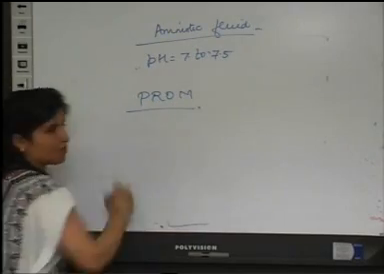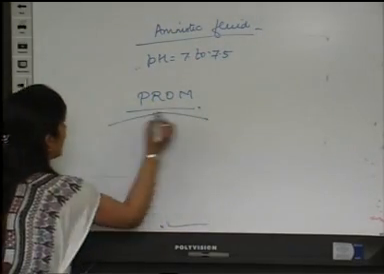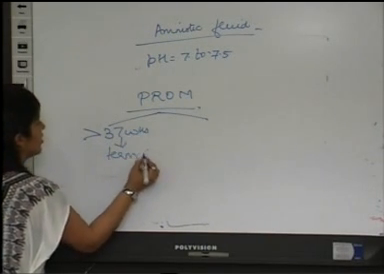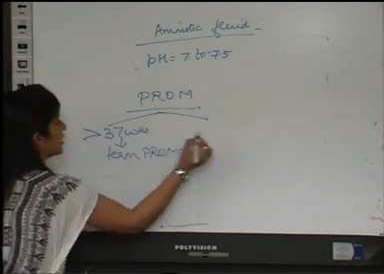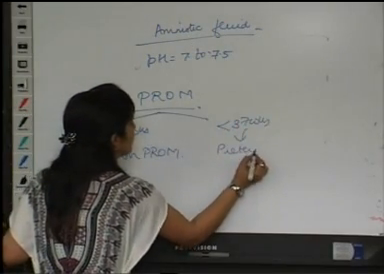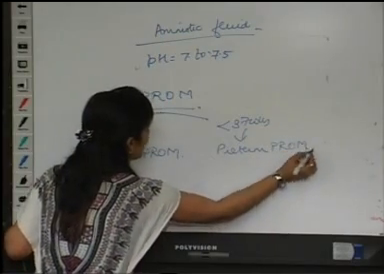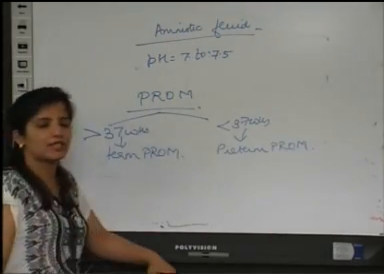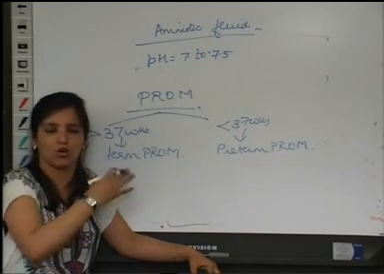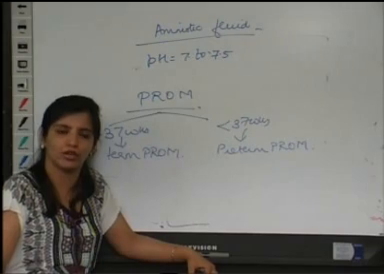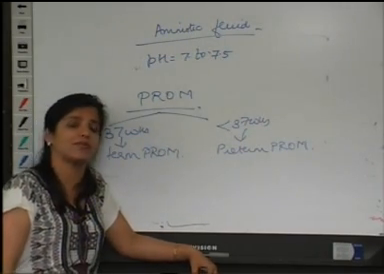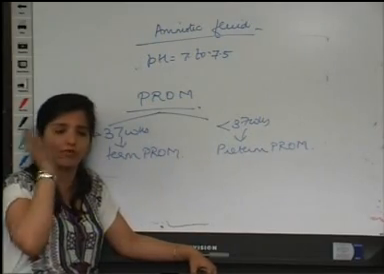Now, premature rupture of membranes can either occur beyond 37 weeks, then that is called as term PROM, and if it occurs in less than 37 weeks, that is called as preterm PROM. Now, whenever membranes rupture, the female will complain that there was a sudden gush of liquid which came out of her vagina. If there is this typical history of a sudden gush of liquid coming out of the vagina, then there is no confusion.